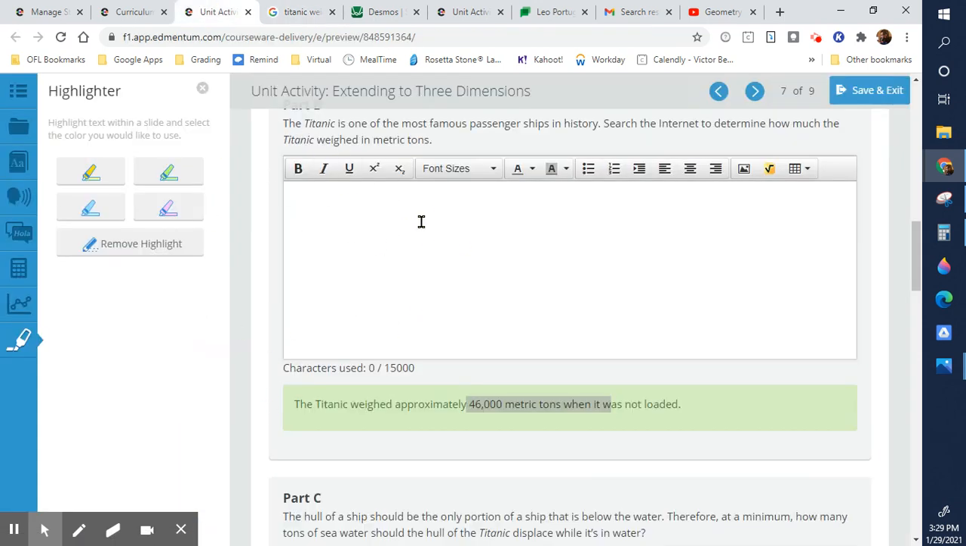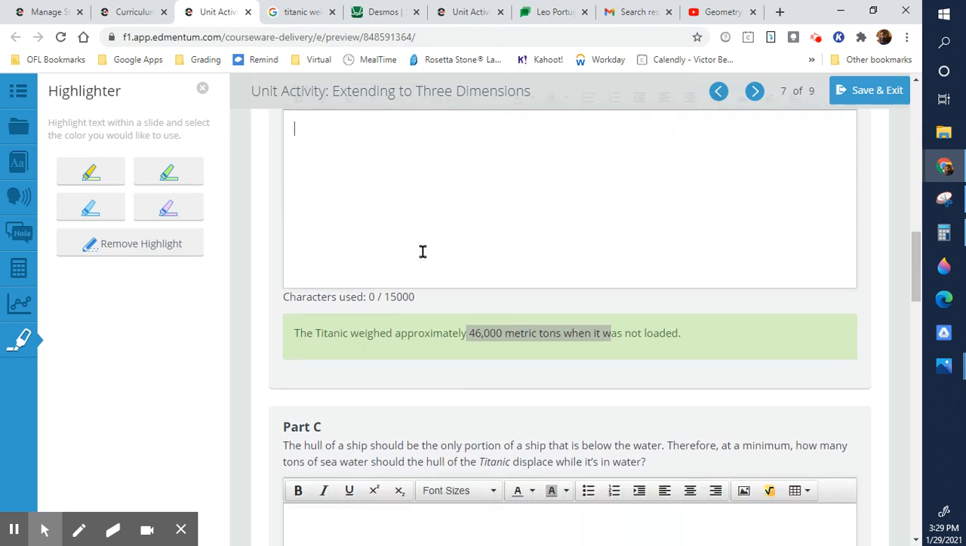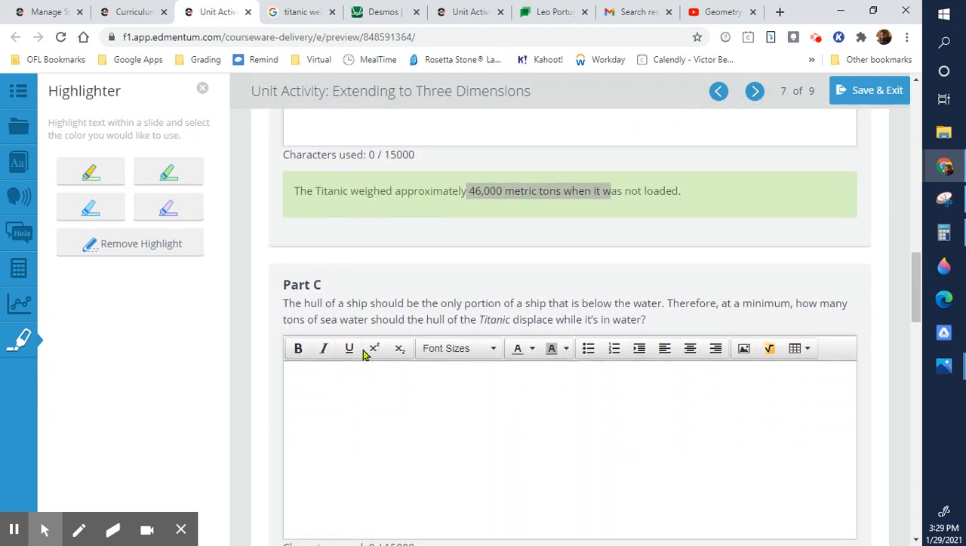So just write this down because you will have to show your work later, and that kind of affects it. So we're going to write down the hull of the ship was the only portion of the boat that touches the water.